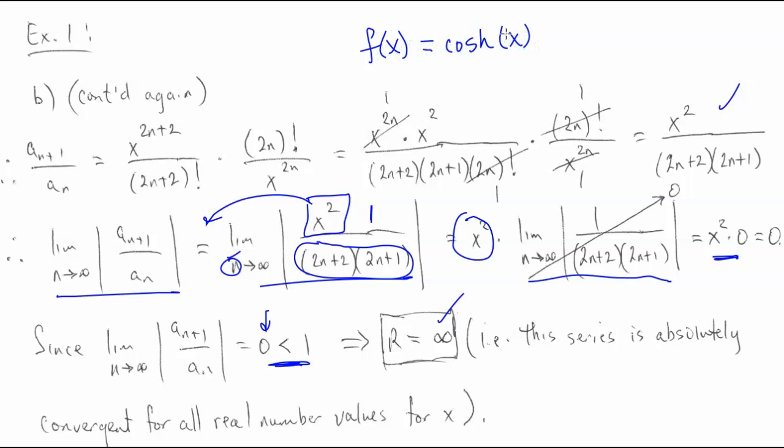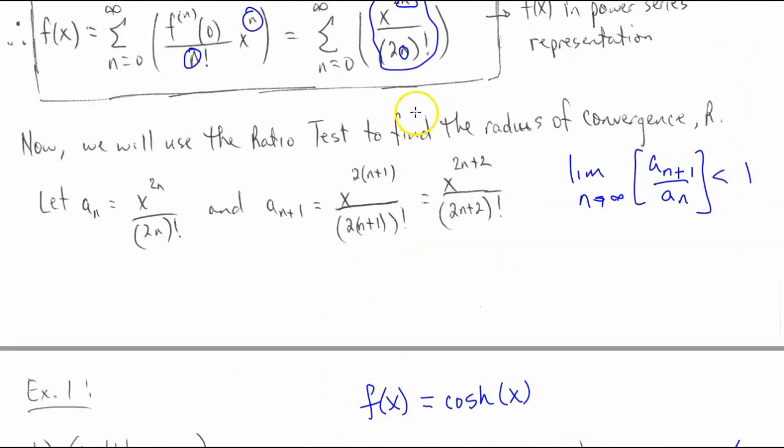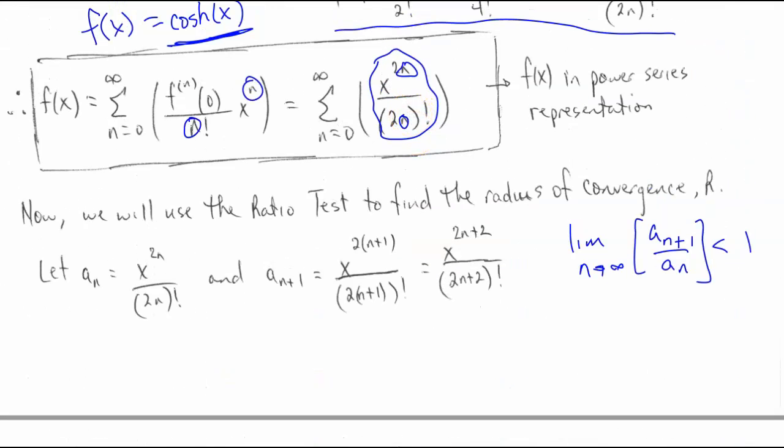cosine hyperbolic of x, can be represented as this power series that we have right here. It can represent it for any value of x that we want. So for any value of x I want to plug in to cosine hyperbolic, I can plug it into here as well, and it will spit out the same exact y value, okay? So this polynomial that results is an equivalent function for cosine hyperbolic of x.